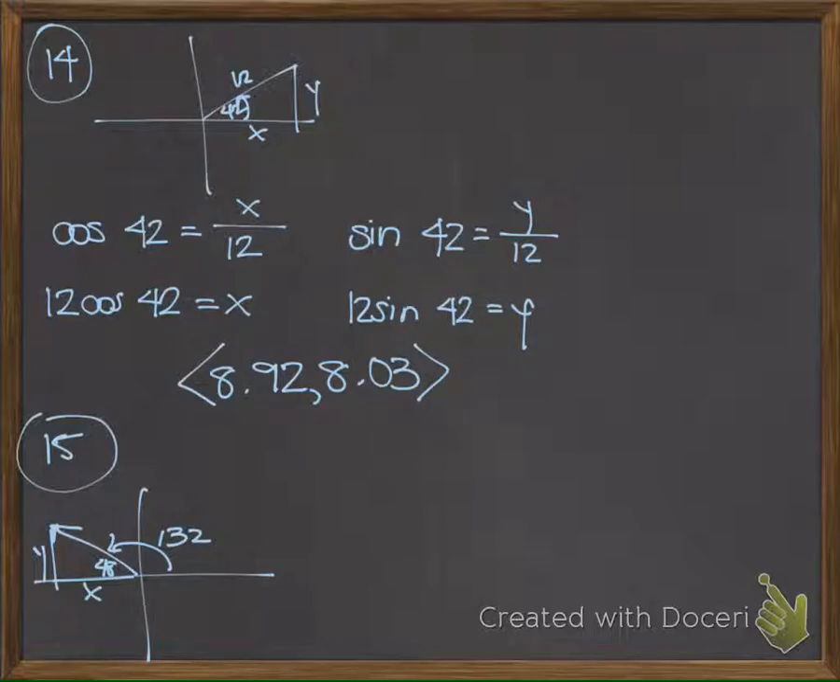In 15, since you're in the second quadrant, what should be negative, the x or the y? The x should be negative, right? So in that one, if I did it that way, I would use 8 times the cosine of 48, but I would make it negative 5.35. The y, 8 times the sine of 48, which gives me 5.95. Okay. Any issues with that?